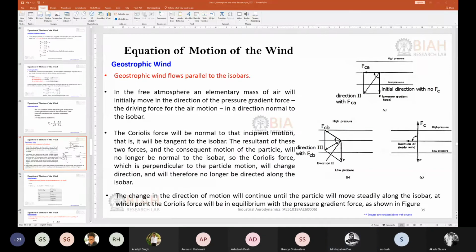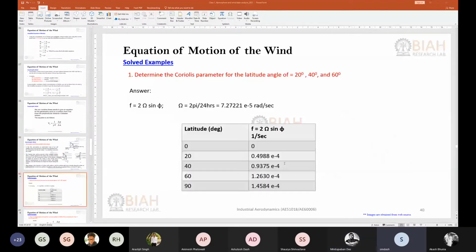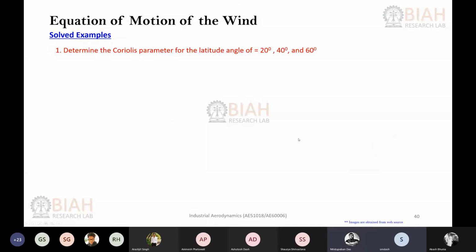Can you tell us how you arrived at that solution? That's actually correct for 20 degrees. It is 2 omega sine of this angle, sine 20. And omega, you can take as 2 pi by 24 hours.